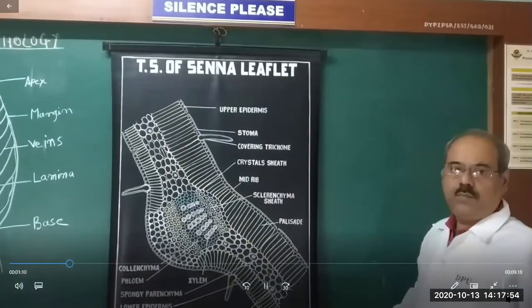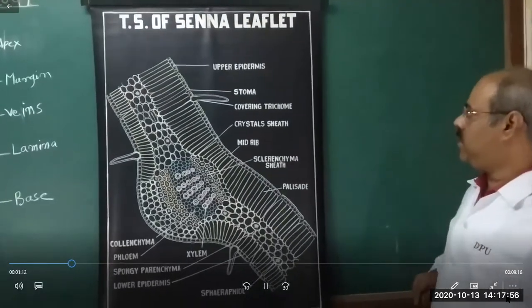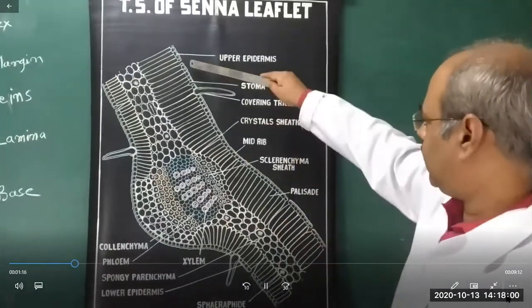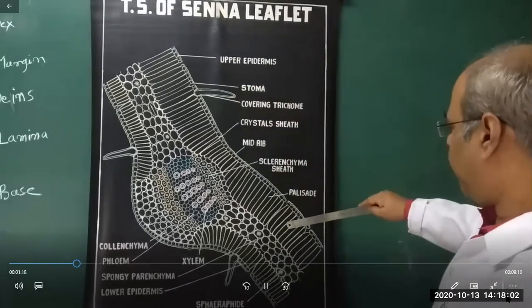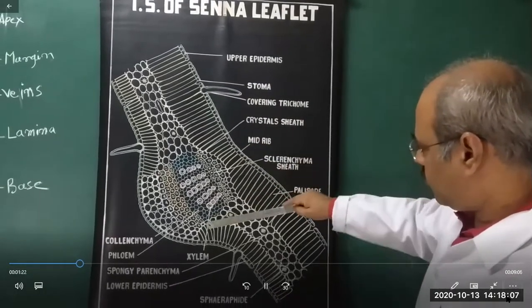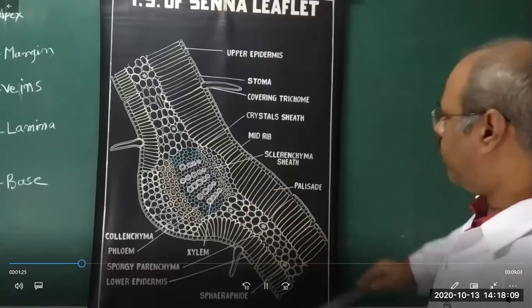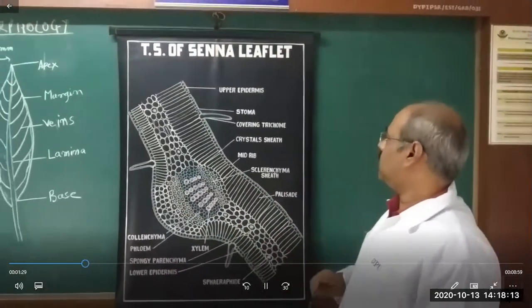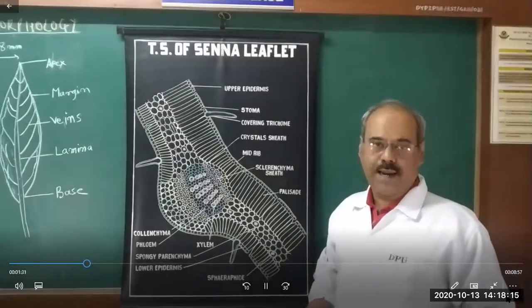Now, the microscopy of the Senna is divided into 3 zones. First, the upper epidermis. Then the mesophyll, and this one is the lower epidermis. The microscopical structure of the Senna is isobilateral.